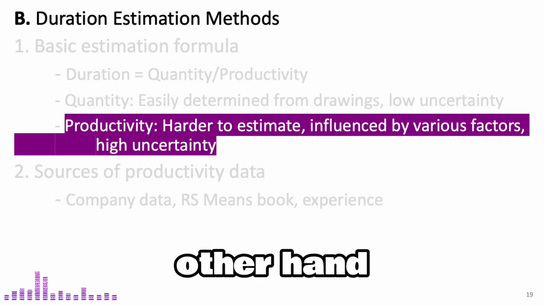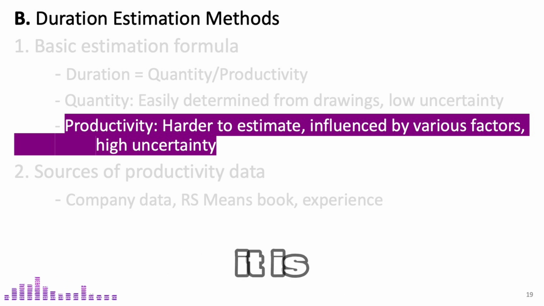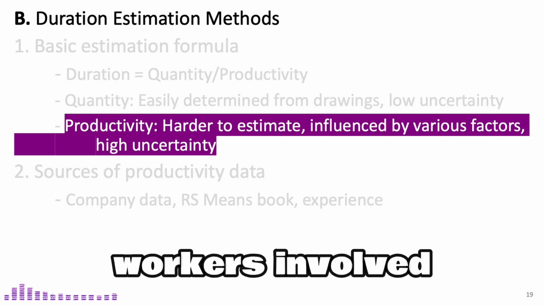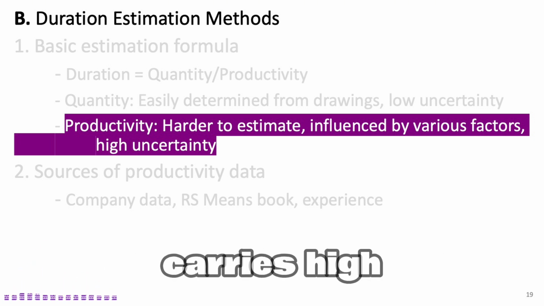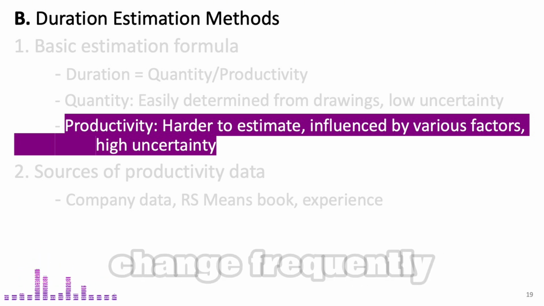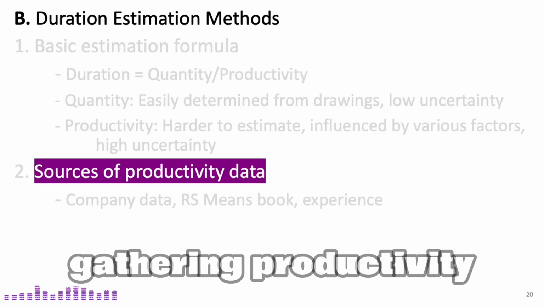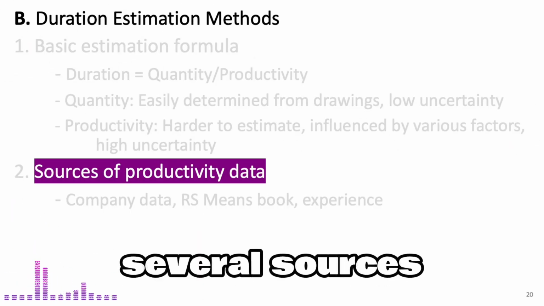On the other hand, productivity is much harder to estimate. It is influenced by a range of factors such as weather, work conditions, equipment performance, and the skill level of the workers involved. As a result, productivity carries high uncertainty because these variables can change frequently, making it more challenging to predict with accuracy. When it comes to gathering productivity data, there are several sources available.